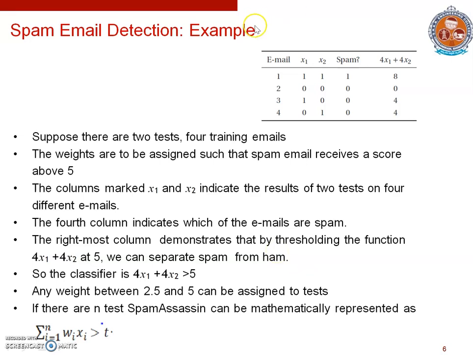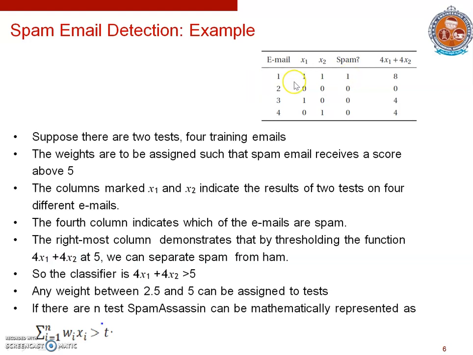Here we can see a table of 4 emails and there are 2 tests, x1 and x2. This is sample training data. x1 represents a test like whether the email contains the word lottery. x2 represents another test asking whether the email contains the words free iPod. In the training data, we can see there are 4 emails. In the first email, both the words lottery and free iPod have appeared and it is labeled as spam.